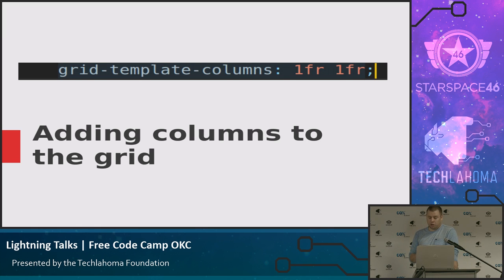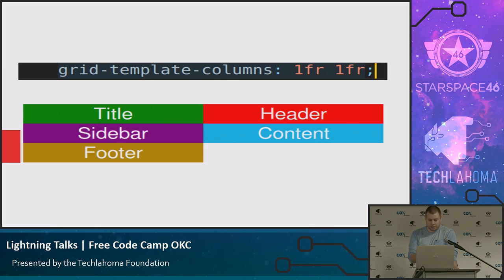Now, after you've displayed your grid, you're going to want to add columns to your grid. Here I've added 2 columns, both 1fr, and fr is a new unit that is only for CSS Grid. Basically what the unit does is it takes one fraction of the space available on the page. So here I've got 2 columns taking 1 fraction of the space, so they're going to take half of the page basically each.